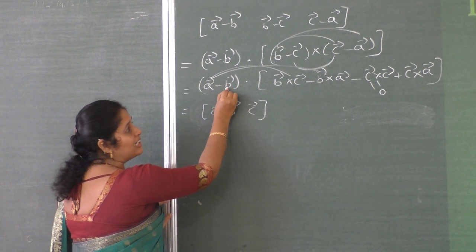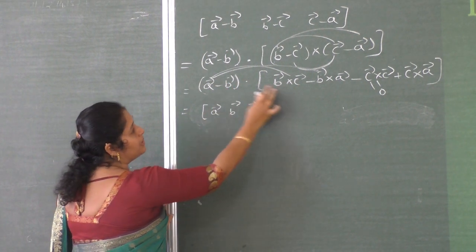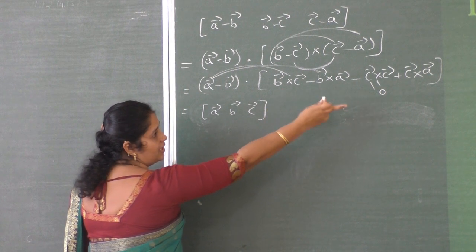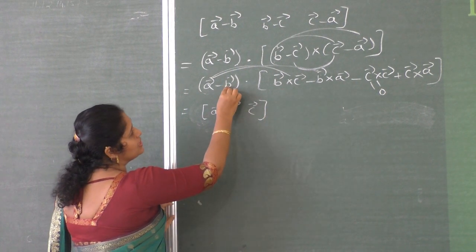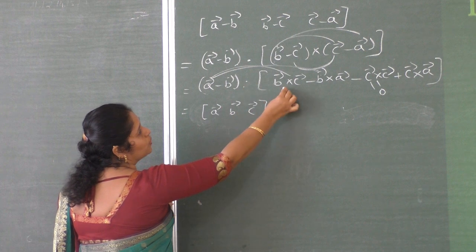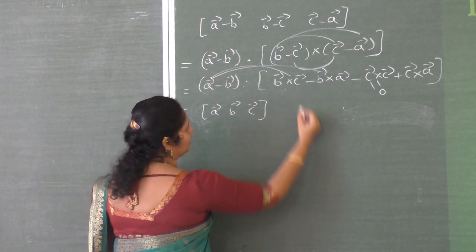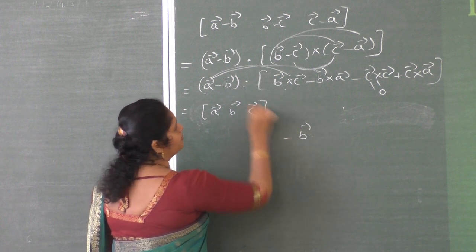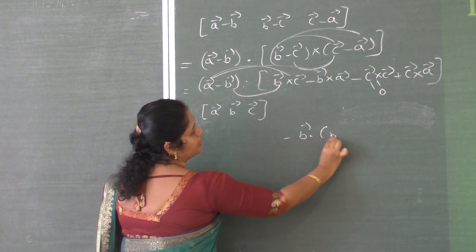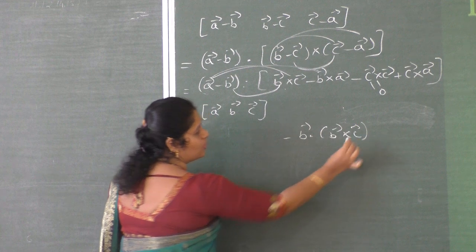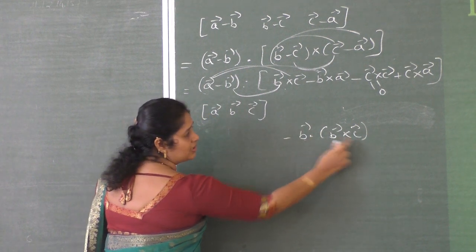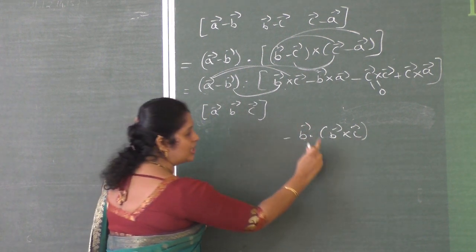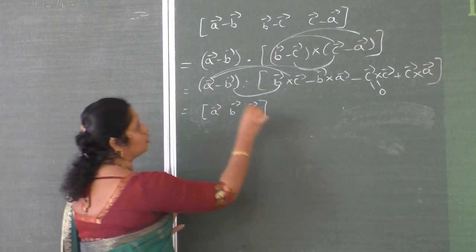Now multiply vector B with the first, second, third term. Minus of vector B dot vector B cross vector C, in this way. So what is the answer? Out of three vectors, two are same, meaning the scalar triple product is 0.